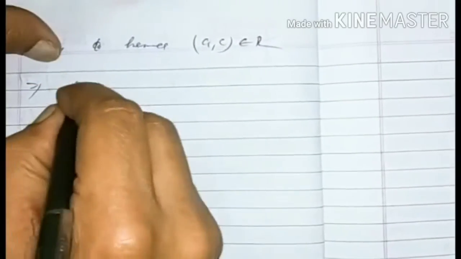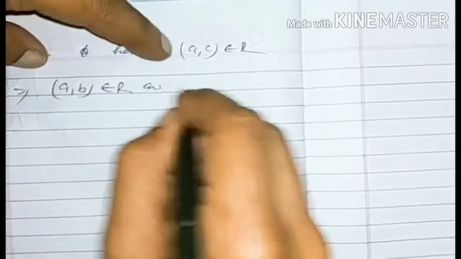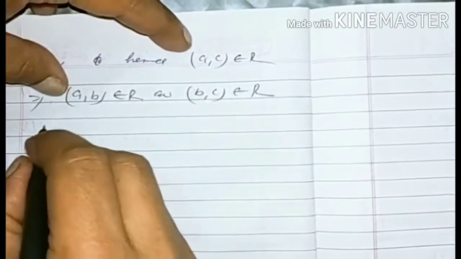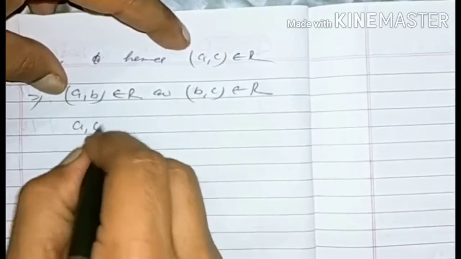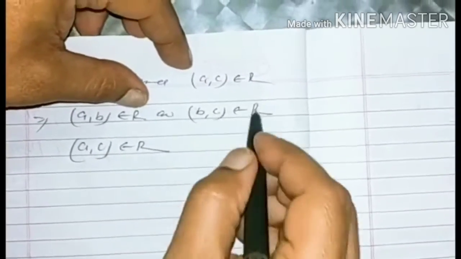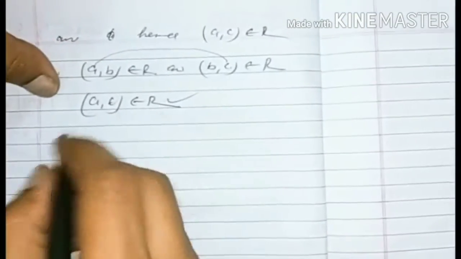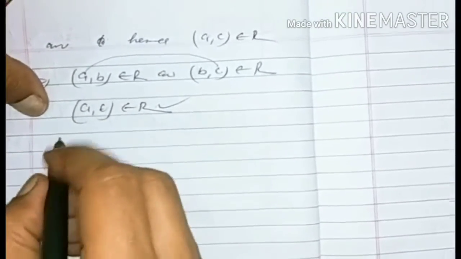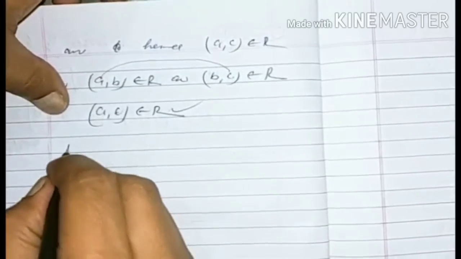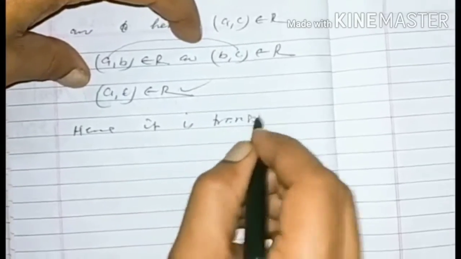This implies (a, b) belongs to R and (b, c) belongs to R. Finally we get (a, c) belongs to R, given (a, b) belongs to R and (b, c) belongs to R. Therefore a is directly related to c. Hence we conclude that this relation is symmetric and transitive. This is the condition for transitivity. Hence it is transitive.